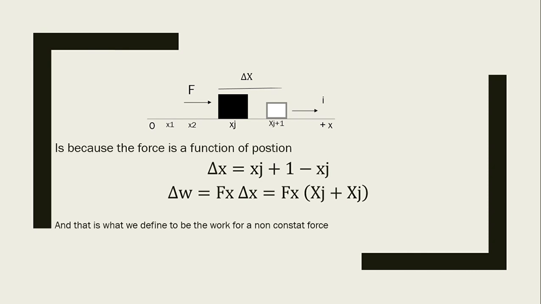Now when we apply this force to our object, let's look at an object A. In the i hat direction we will have an origin, and this is our plus and minus x coordinate system. And that is what we define to be the work for a constant force.